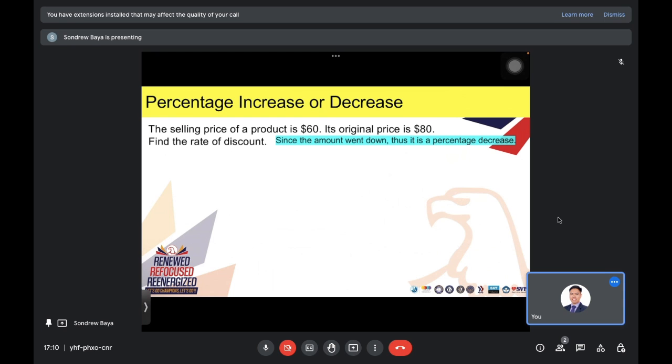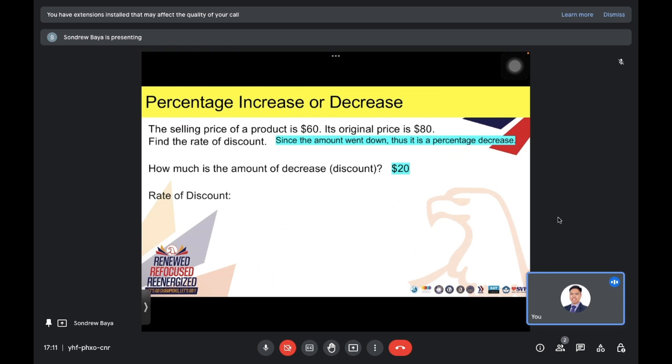Alright? So how do we find the rate? First question, ask yourself, how much is the amount of decrease? Of course, you said that the price from 80 went down to 60. So how much is the amount of decrease, or how much is the discount? The discount is 20. Now, since it's 20, we can now find the rate of discount. So the rate of discount should be the amount of decrease divided by the original. It should always be divided by the original price.